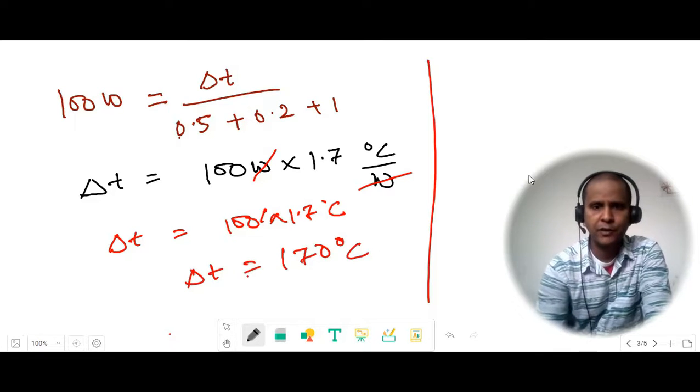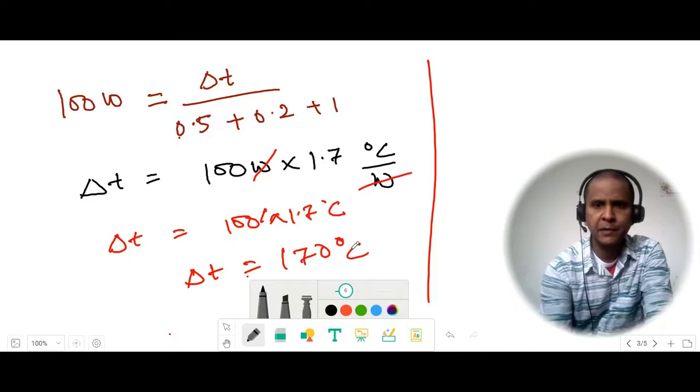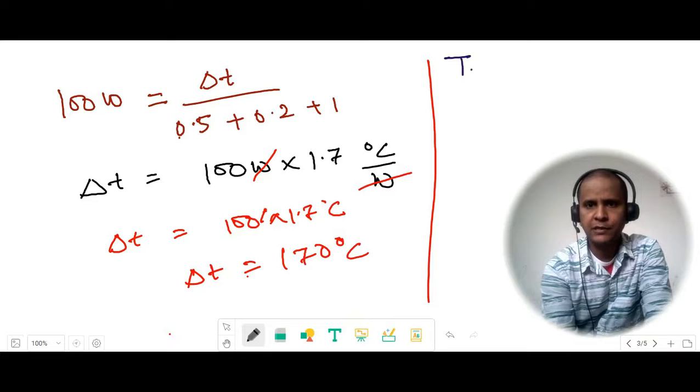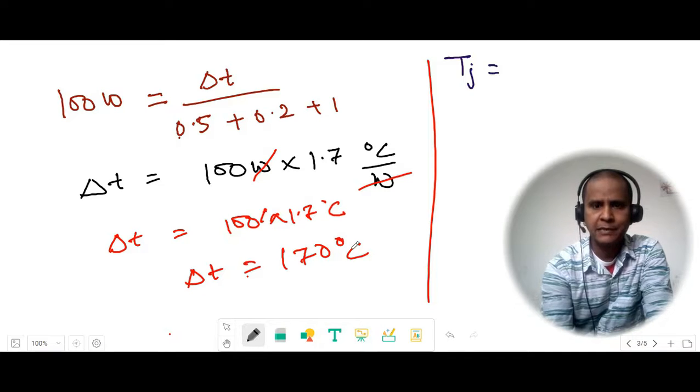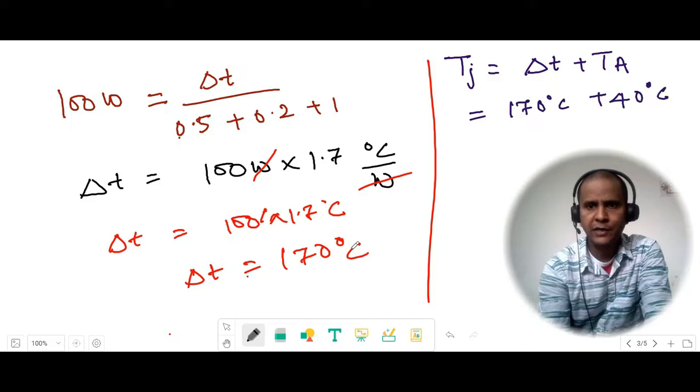How you are going to calculate the junction temperature is very interesting. Let me write the equation for the junction temperature Tj. Tj is nothing but your delta T, the temperature rise, plus T ambient. Delta T is 170 degrees centigrade plus T ambient is 40 degrees centigrade. So your Tj is nothing but 210 degrees centigrade.